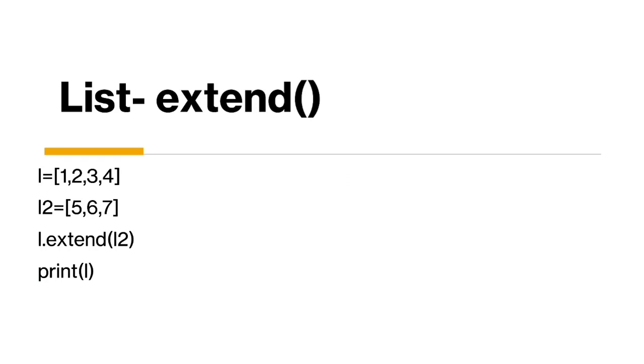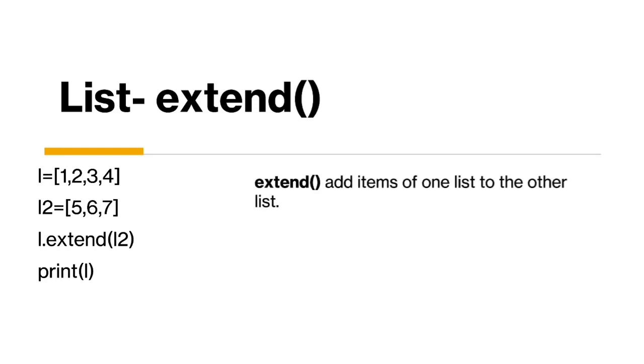The next function that we are going to see is the extend function. This function adds one list to the other list. That means it adds the elements of the list. You can see on your screen there is a list L, which has 4 elements, and the next list is L2, which has 3 elements, and I have extended L with L2. Let us see what it's going to print on your screen.